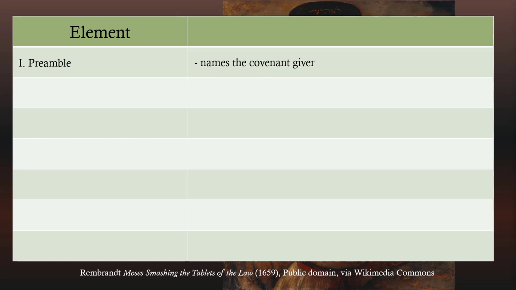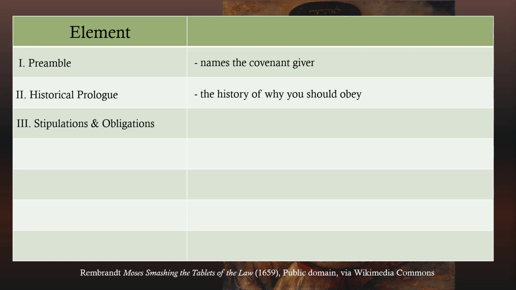Okay. Next, you have what's called the historical prologue. So they're going to name who the covenant giver is, and they're going to say, here's the history behind why you should obey this covenant. Maybe the king said, look, I had a relationship with your father, and you should then enter this new covenant with me. Or it could be something like, do you remember how we didn't kill you when we took over your land? Because of our mercy, you should enter this covenant. Because if you don't, guess what's waiting for you? We'll kill you. So it's kind of like forcing you into it. But usually it's a history. Why should you obey?